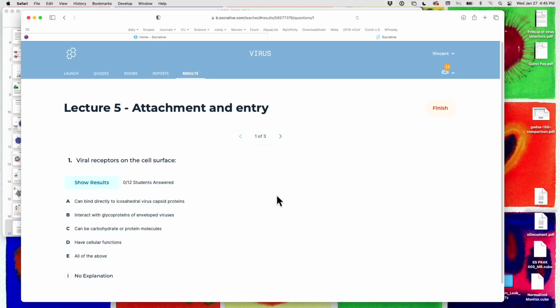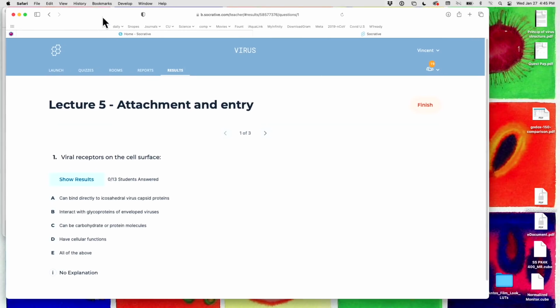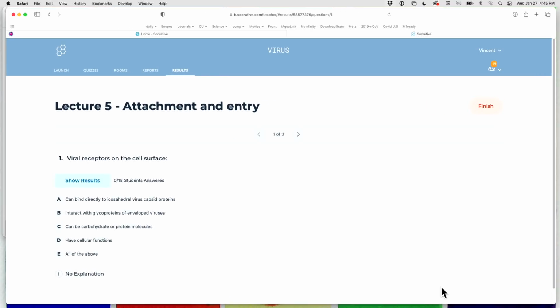All right, the first question: viral receptors on the cell surface. A, can bind directly to icosahedral virus capsid proteins. B, interact with glycoproteins of enveloped viruses. C, can be carbohydrate or protein molecules. D, have cellular functions. E, all of the above. It's at Socrative.com, student, and the room number is virus.